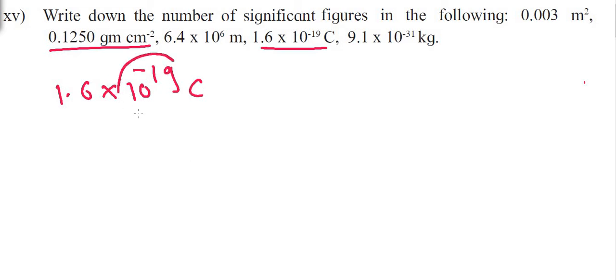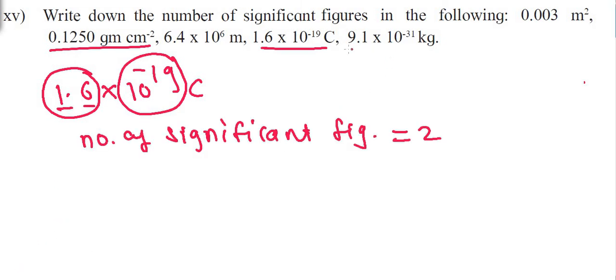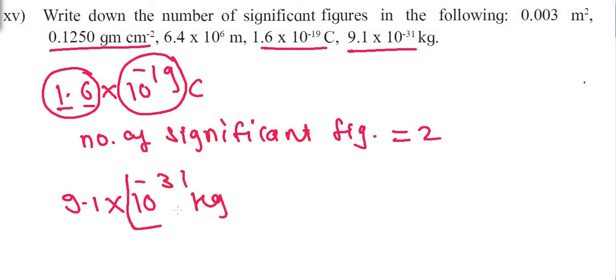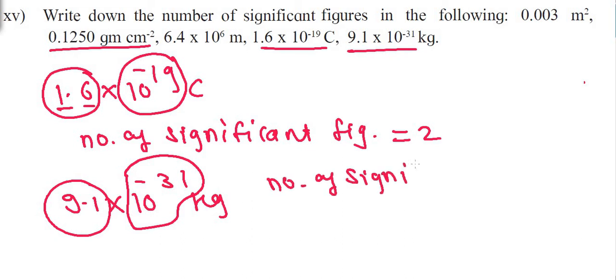Now we do not consider the power of 10 for significant figures. We go only for the number 1.6. So 1 and 6, there are two significant figures. The last one, 9.1 into 10 raised to minus 31 kilogram. Now, as we know, do not consider the power of 10 for significant figures. So 9 and 1, there are two significant figures. So the number of significant figures is equal to 2.